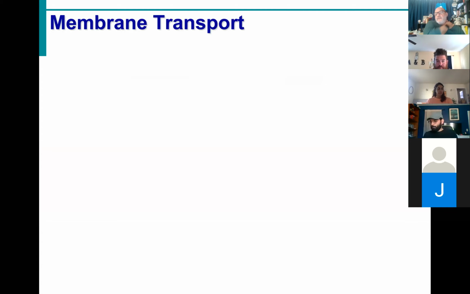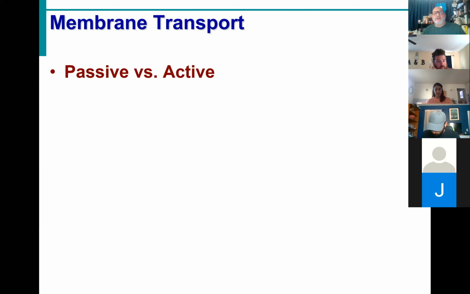So notice what we've been talking about are these concepts of membrane transport. Now that we have an understanding of the plasma membrane and how the plasma membrane works and how things move, we need to talk about this concept of membrane transport. Now, remember, we also already talked about this concept of passive versus active. What does it mean to be passive again? Does not require energy.